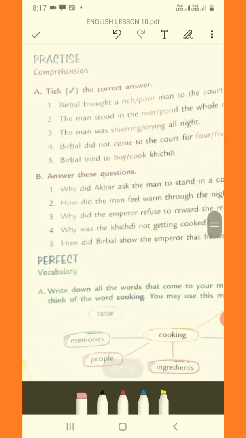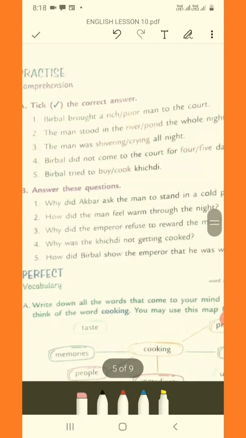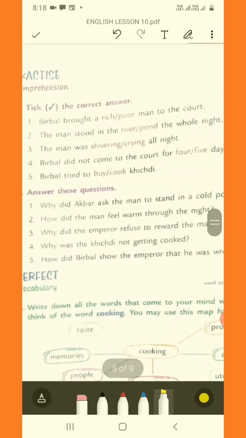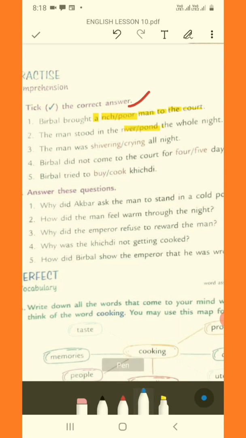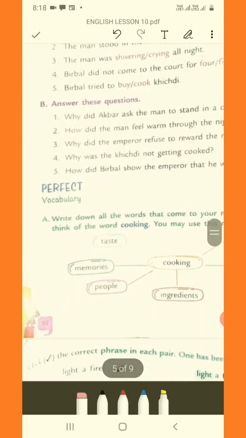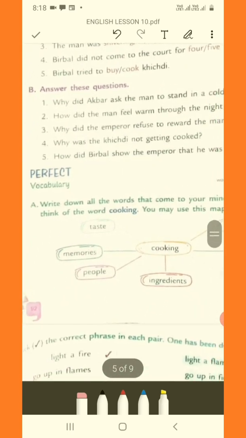Practice comprehension. So the first one is ticking the correct answer. There will be options. Birbal brought a rich or poor man to the court. What is the answer? Rich or poor? Poor, right? Two. The man stood in the river or pond the whole night. Where did he stay? Was it river or pond? It was of course pond. So do the rest on your own. It's very simple, right?